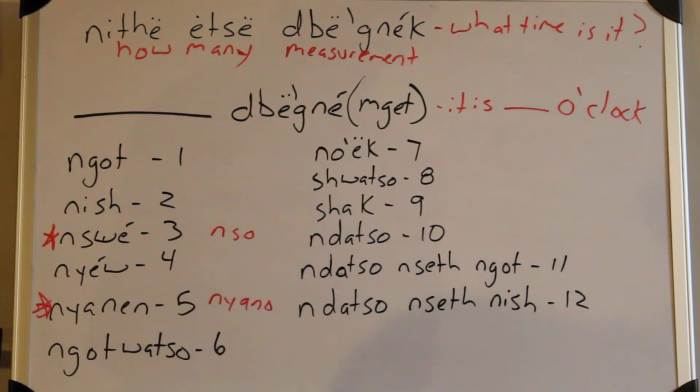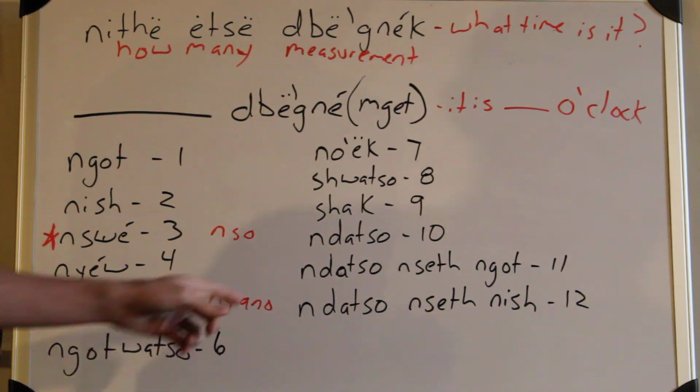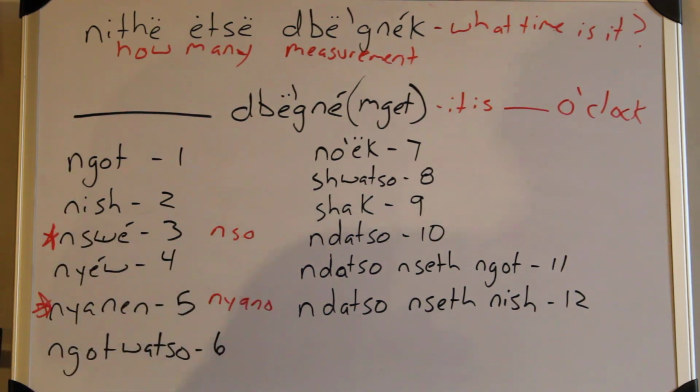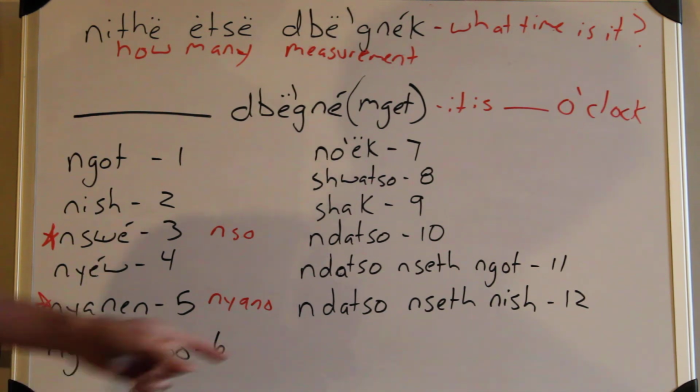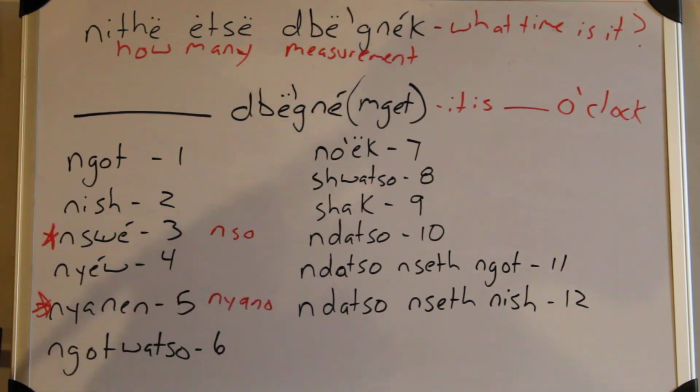Datso debuganak. It's 10 o'clock. Datso and sich and go debuganak. It's 11 o'clock. Datso and sich niche debuganak.